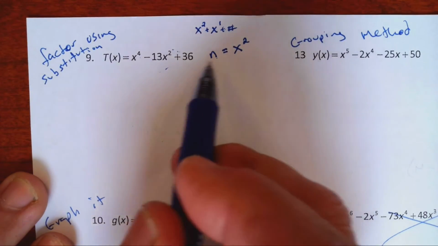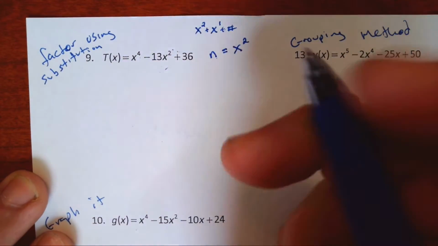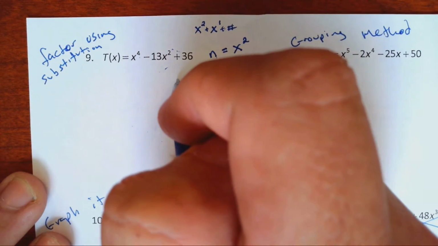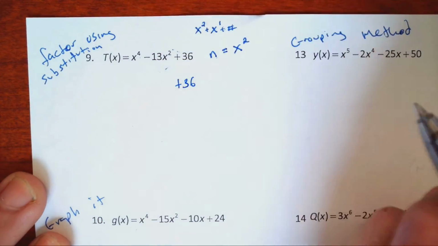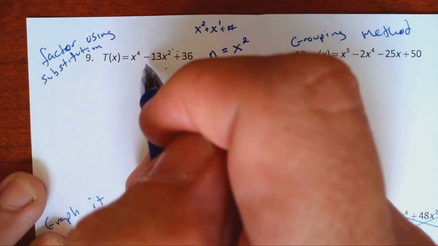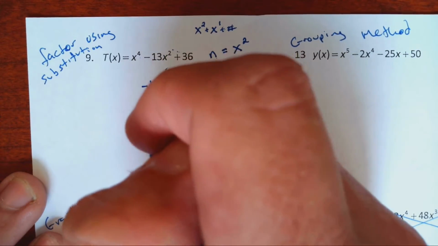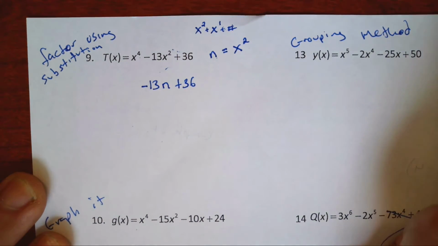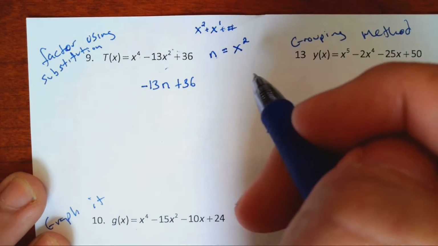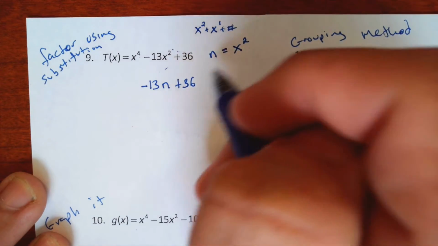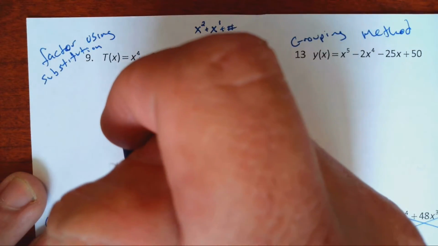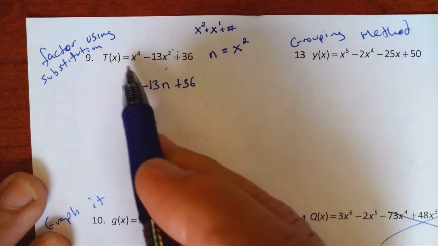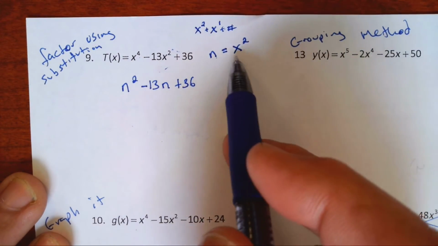So what I'm going to do now is go back to my quadratic and substitute N in for x squared. So I still have the 36 because there's no x. Minus 13. X squared is n, so I'm going to make the x squared an n. And then x to the 4th power, if n is equal to x squared, n squared is going to be equal to x to the 4th, right? This is like 2 of these.